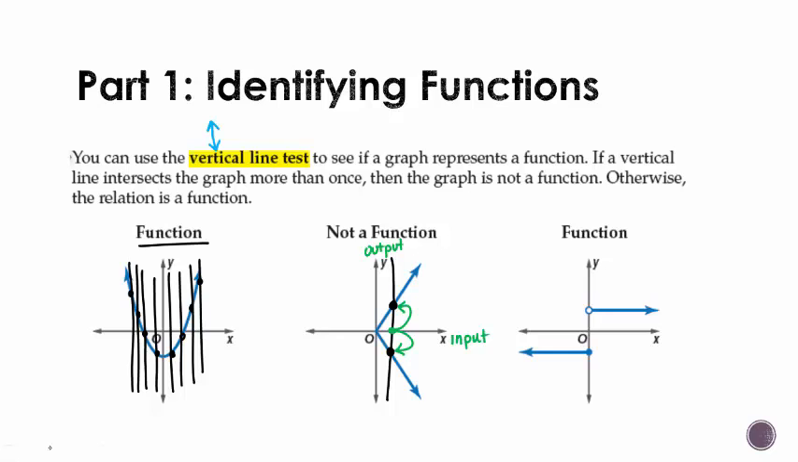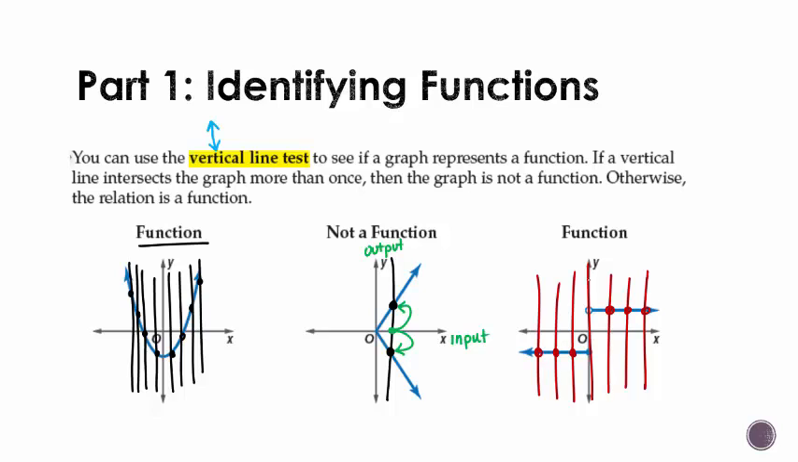Now this next one's a little funky looking, but if we draw vertical lines all the way across, it only crosses this graph once. Now what's really weird is this right here has a closed circle and then an open circle. This open circle represents that your graph isn't right there, but it gets insanely close to that line. So even when we draw this vertical line, it doesn't cross here. It only crosses here.